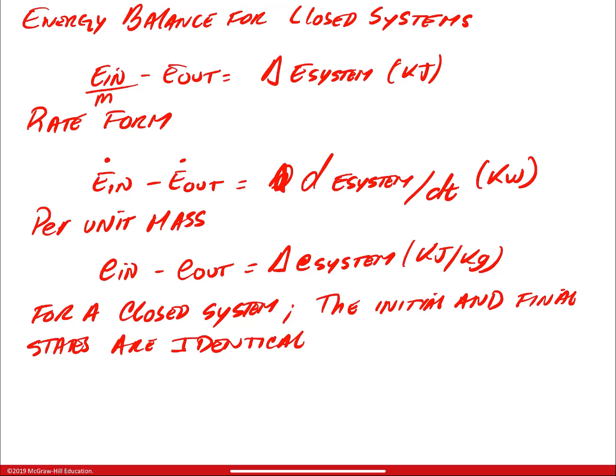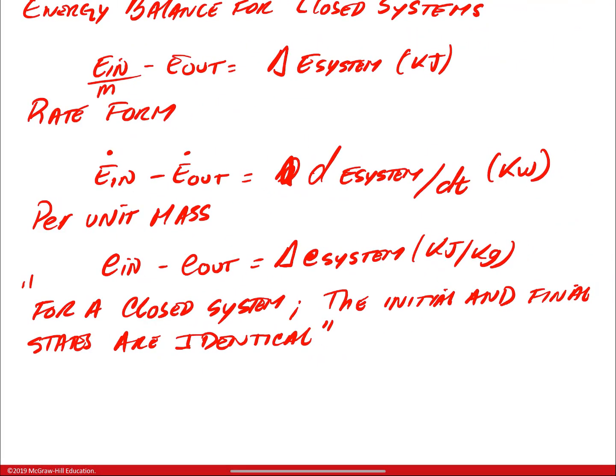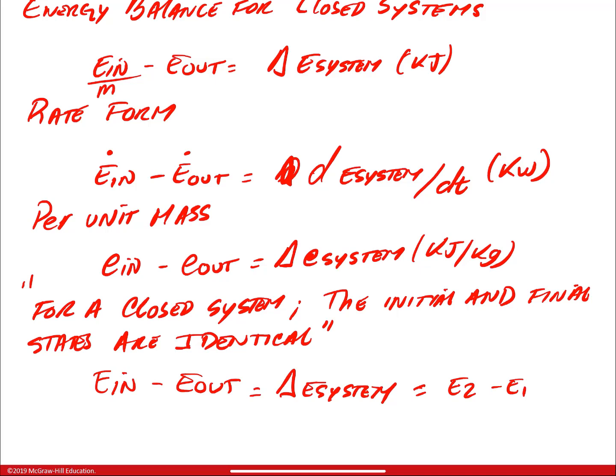Okay, for a closed system, the initial and final states are identical, and you have to remember that. What does it mean? Why or how are they going to be identical, and how would that affect my equation? So if you have the first equation, which was energy that comes in minus energy that comes out equals the delta of the energy of the system. You have to remember that the delta of the energy of the system is nothing more than E at state 2 minus E at state 1.